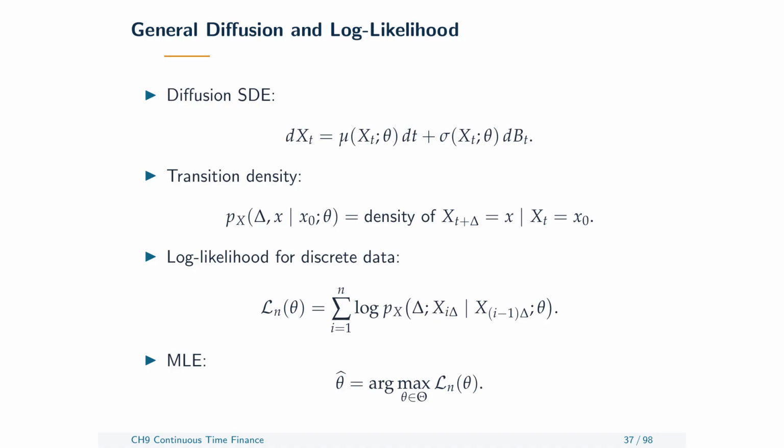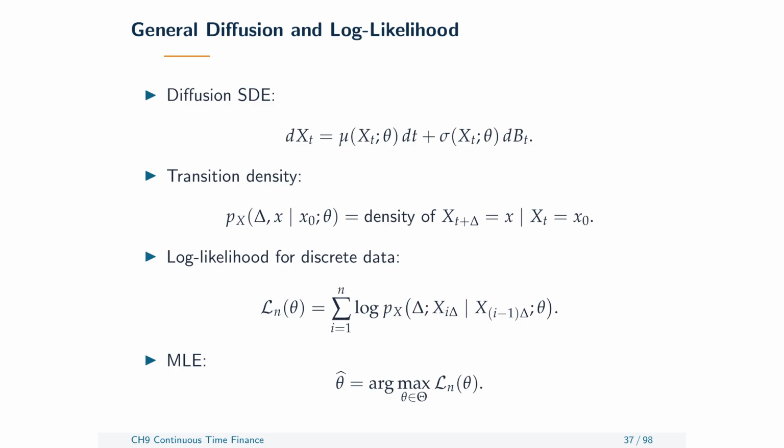Diffusion models describe continuous paths, but empirical data are observed at discrete dates. Maximum likelihood connects the two through transition densities. Suppose we observe x at equally spaced times, separated by delta. The transition density gives the conditional distribution of the next observation given the current one and the model parameters. Under the Markov property, the joint likelihood factors into a product of these one-step conditional densities.